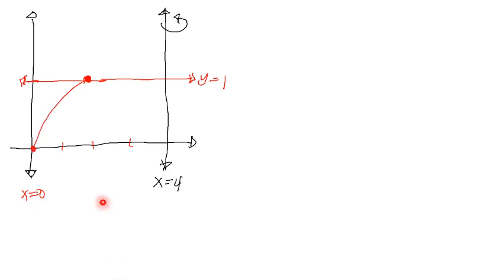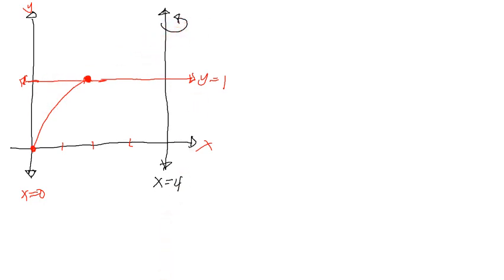So this is the bounded region: the y-axis, which is x equals 0, then the curve and the line y equals 1. This is the bounded region by the given parameters. This region, or area, will be rotated about x equals 4.